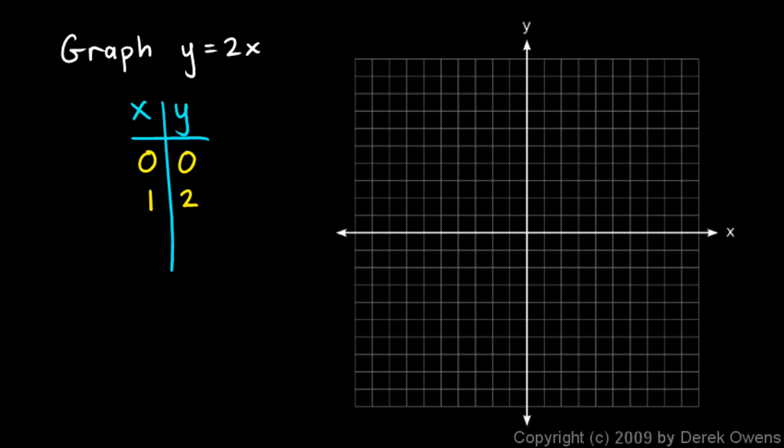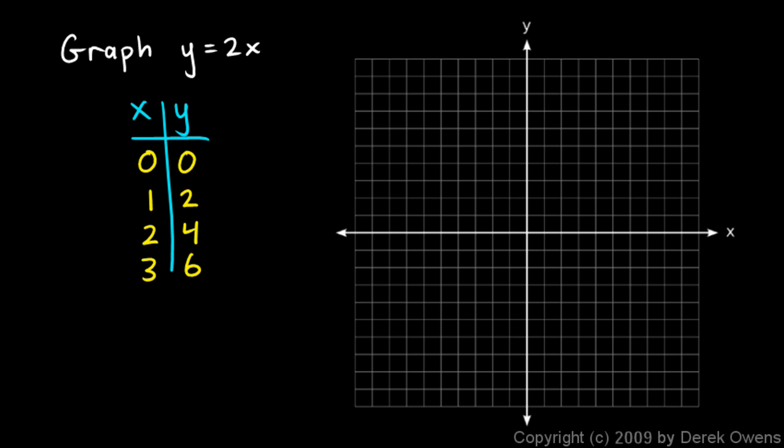And if I put in a 2 for x right there, then y equals 2 times 2, because the value for x right now is 2. And 2 times 2 is 4. And if I put in a 3 right there for x, then y is 2 times 3, which is 6. And I could keep going, but this is enough.